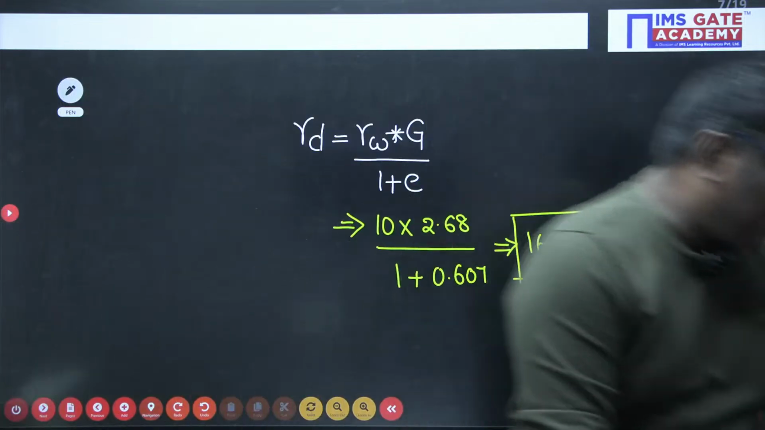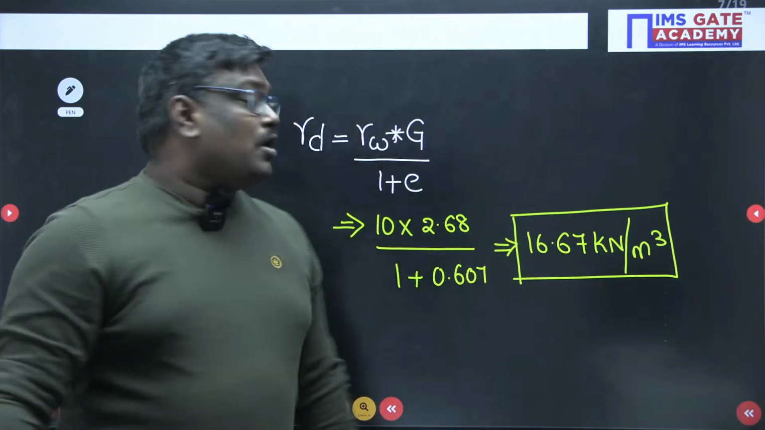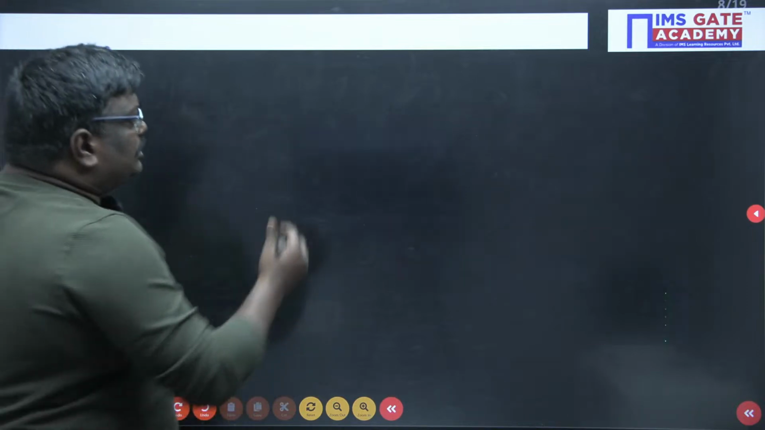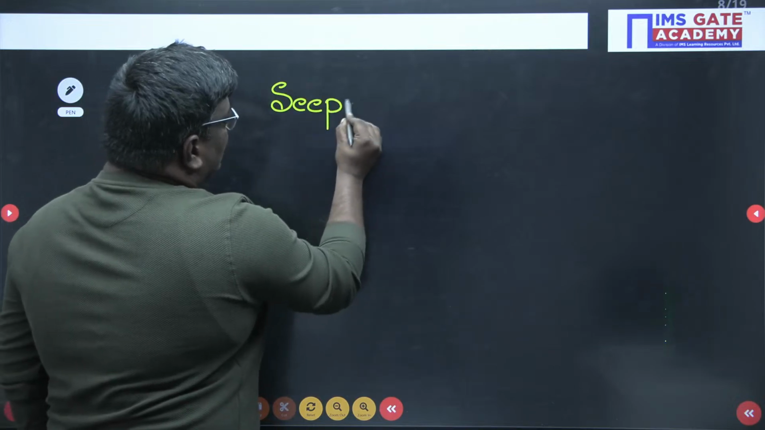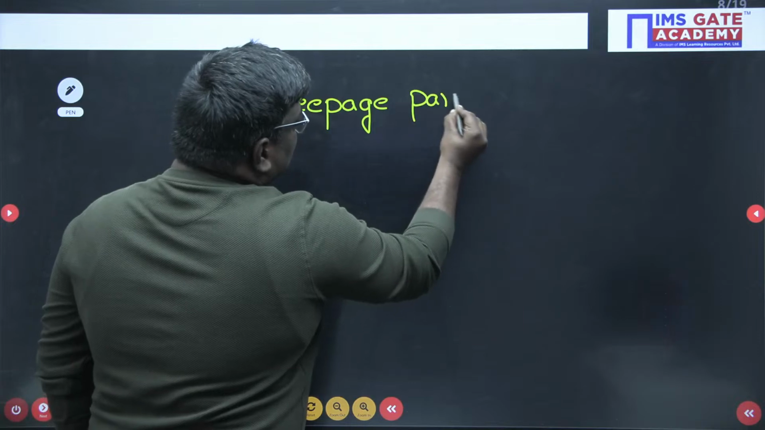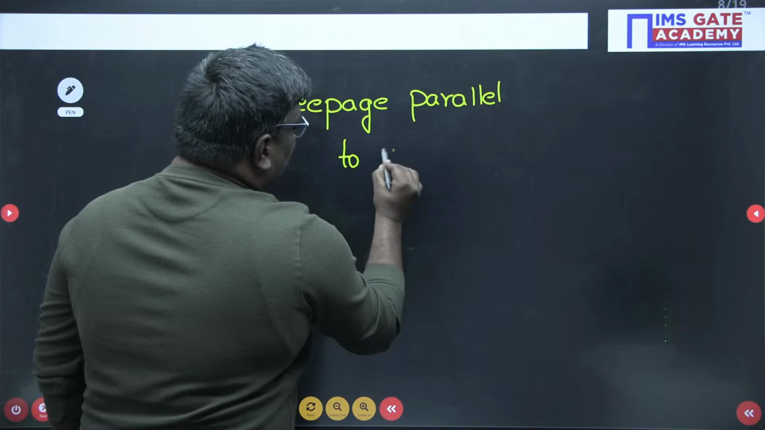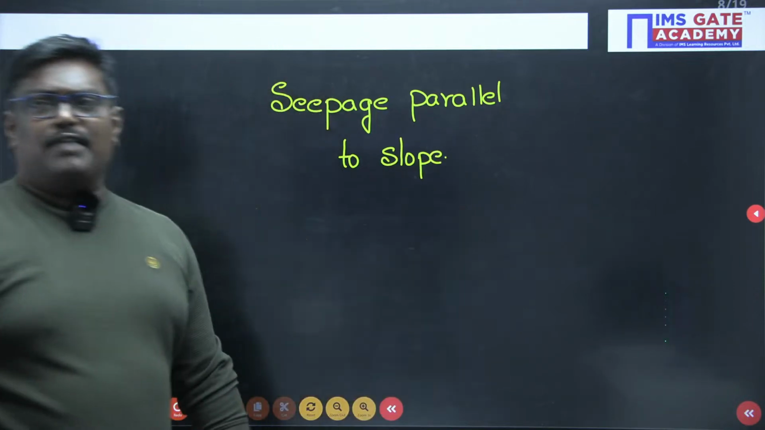So let us see. There was a question from stability of slopes also, students. What is the question here? The question is that seepage is parallel to the slope, and it was a critical condition they have given. When seepage is parallel to the slope, how do you calculate the factor of safety? Are you aware of this, students?